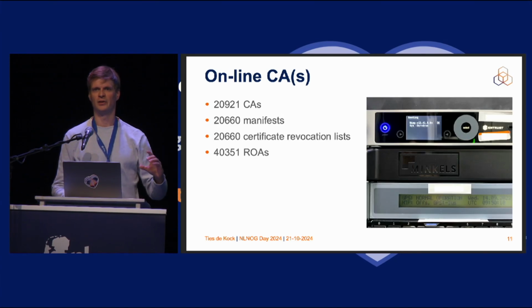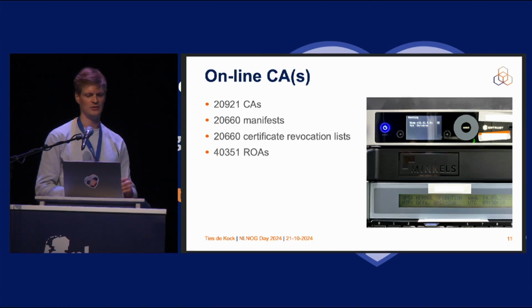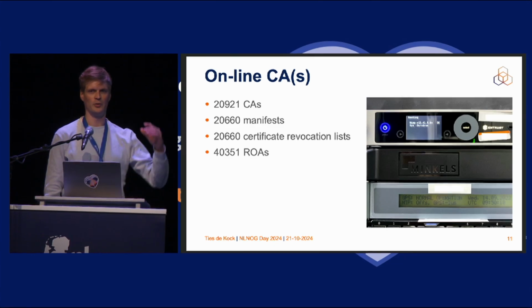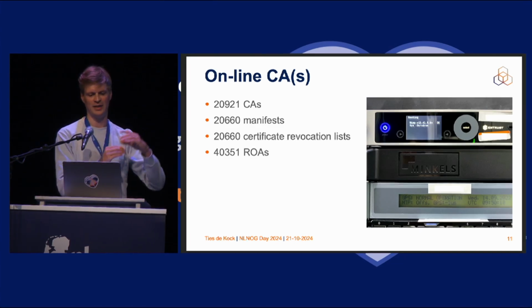In contrast, the online environment is the HSM that contains all the certificates for the members, the intermediate certificates. So it has around 20,000, close to 21,000 CA certificates, and a lower number of manifests because some people do not use hosted RPKI, but they use delegated RPKI.